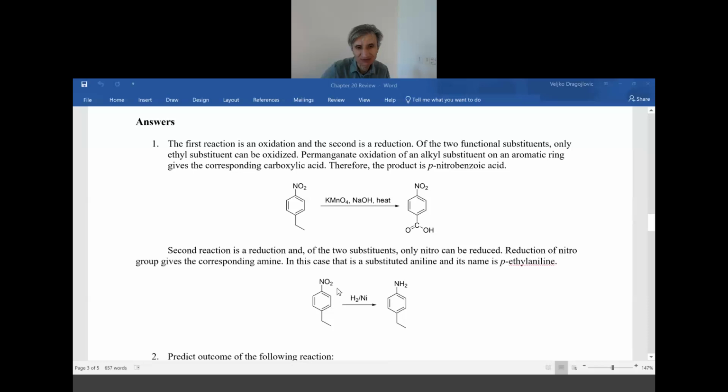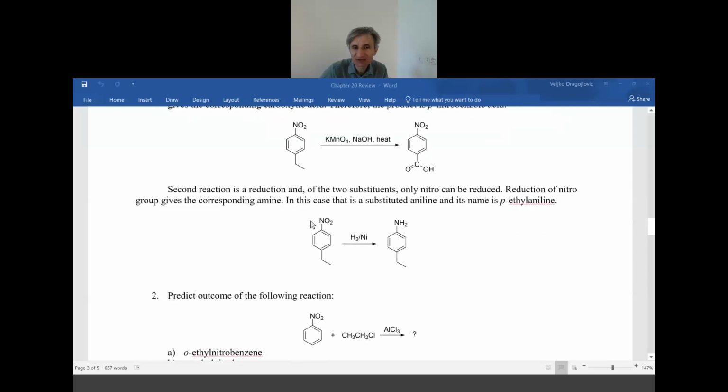So when we consider these 2 reactions, you should consider what is the reagent. In the first case, reagent is permanganate. That means oxidation reaction. When we consider these 2 substituents, nitro group and ethyl group, only ethyl group, an alkyl group, can be oxidized. Alkyl groups are oxidized to carboxylic acids under these conditions, permanganate in presence of sodium hydroxide and heat. The only exception is quaternary carbon that doesn't have hydrogens, that one cannot be oxidized. But this one is obviously not quaternary, this is a CH2 group. So the ethyl group's CH2 is oxidized to carboxylic acid, and the product is para-nitrobenzoic acid.